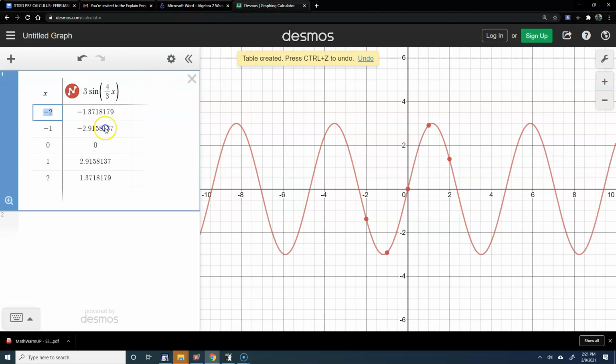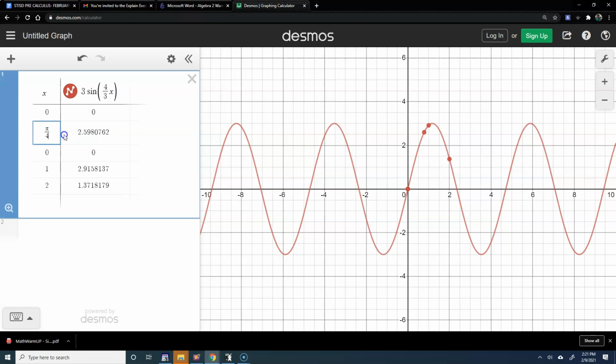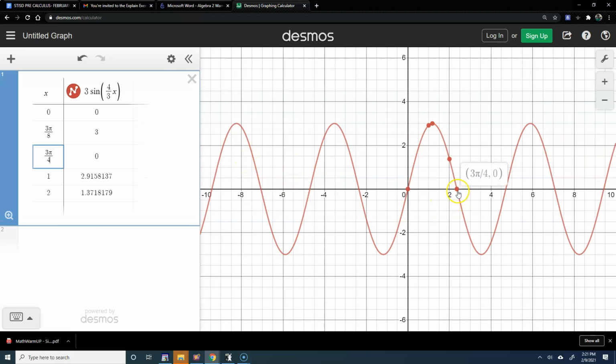And if I look at my table, we started at 0. And then we had a maximum point at pi over 4. Nope, it was at 3 pi over 8. That was our maximum point. It's up here, 3 pi over 8, which is what we had. And then we have the intersection, which is at 3 pi over 4. That's the next intersection. So here's the first. Here's a max, 3 pi over 8, comma 3, and then, of course, we intersect at 3 pi over 4.